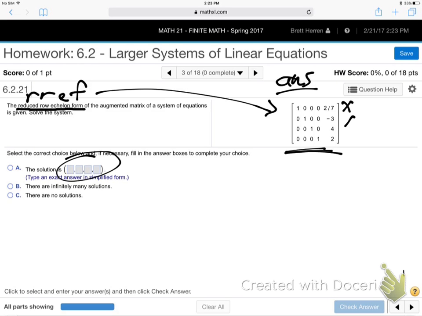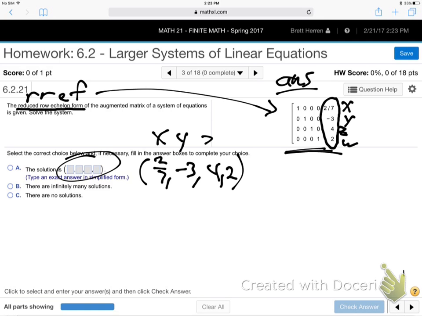Well, it's just the numbers right over here. These are x, y, z, and w. Those are our answers. We already know this because we used the calculator in the last section. Easy enough. So all they want you to type in then is 2/7, comma, -3, comma, 4, comma, 2. That is x, y, z, and w. Good? Nothing more complex than that.